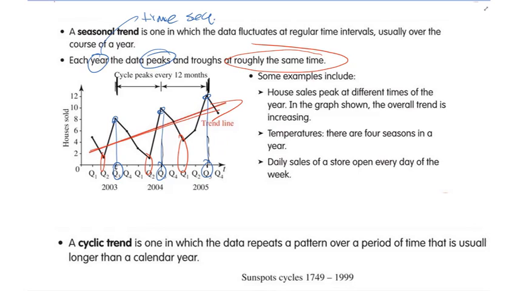So you can look at temperatures, you could look at daily sales of a store open every day of the week. That's the example I was using. If you worked in a local restaurant, you might find that Mondays it's pretty dead, not many people coming in. Whereas Fridays and Saturdays, it's pretty busy, and that repeats across each week.